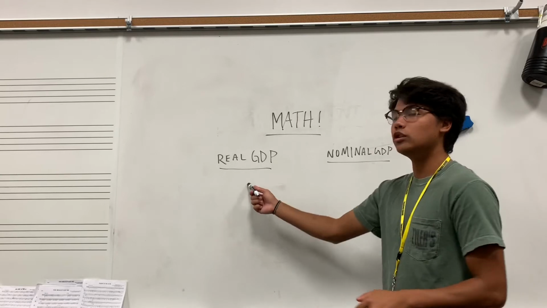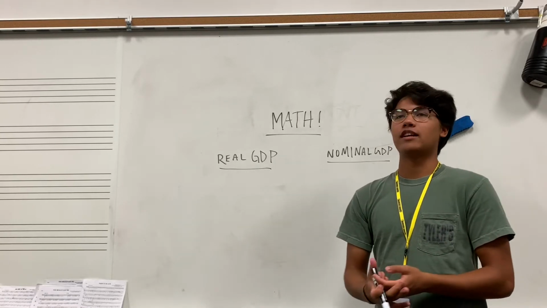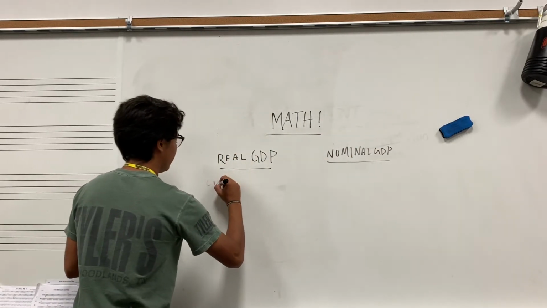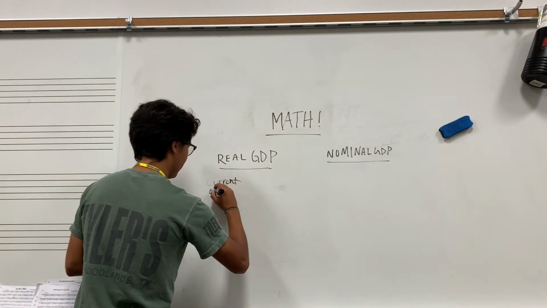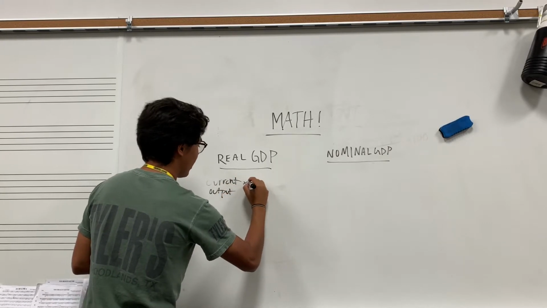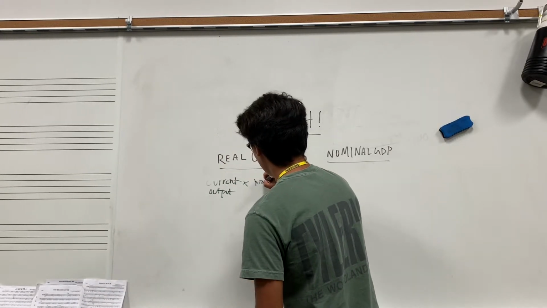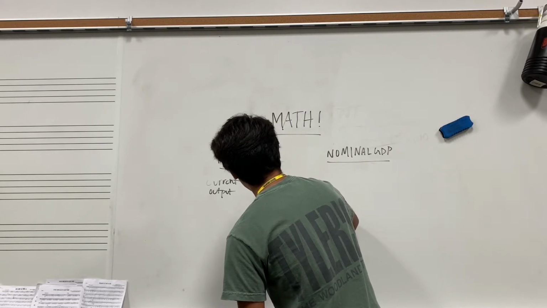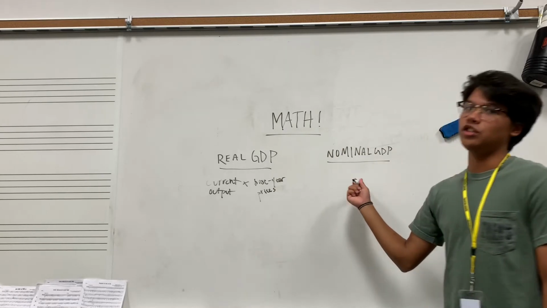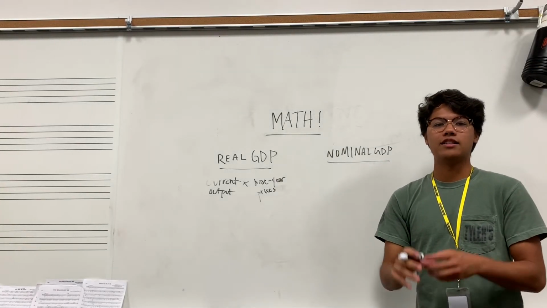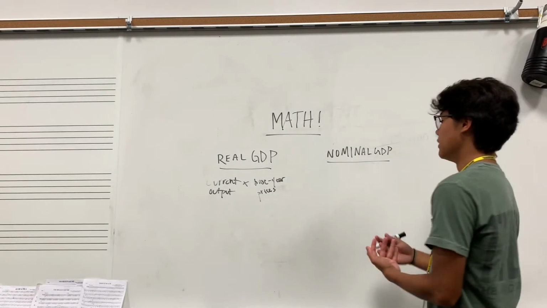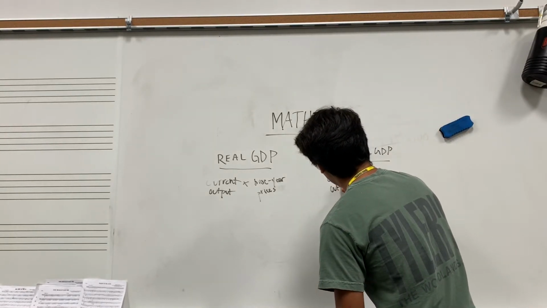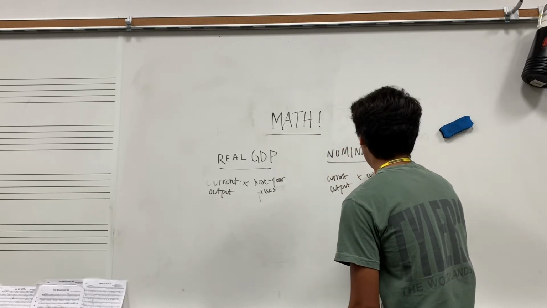Now, whenever we're talking about real GDP, that is our GDP that is calculated for inflation. And so that is our current output times the base year prices. And then whenever we're talking about nominal GDP, that is GDP that is not taking into account inflation. And so that is our current output times our current prices.